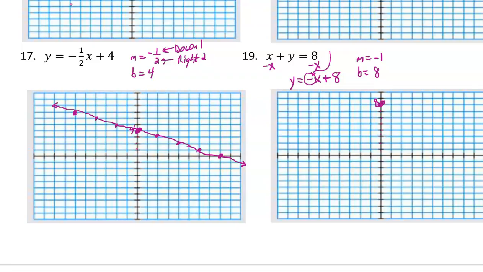Now, what does it mean that the slope is -1? Down 1, right 1, down 1, right 1, down 1, right 1. Here's the line.